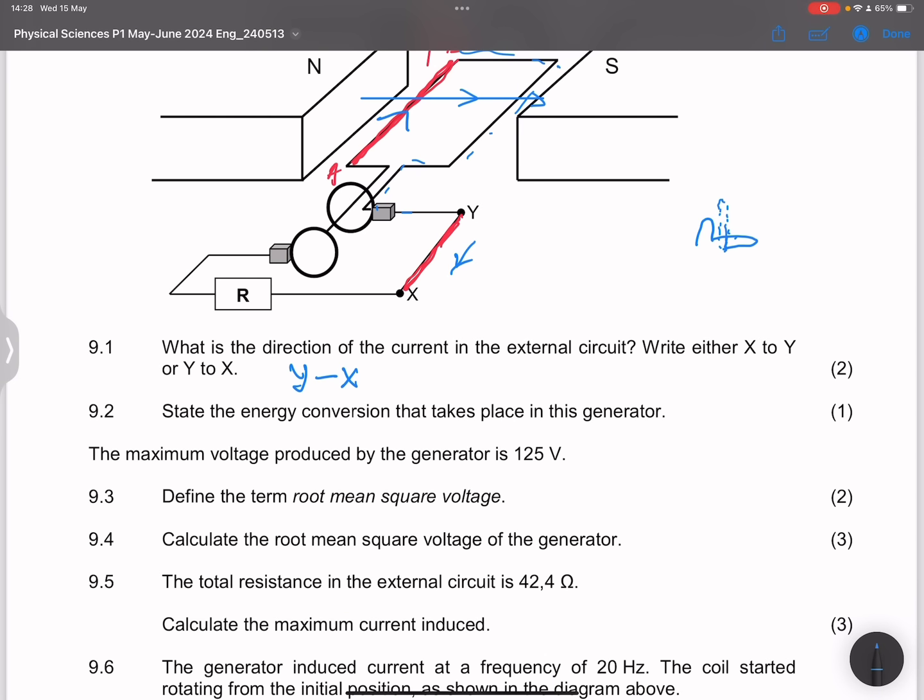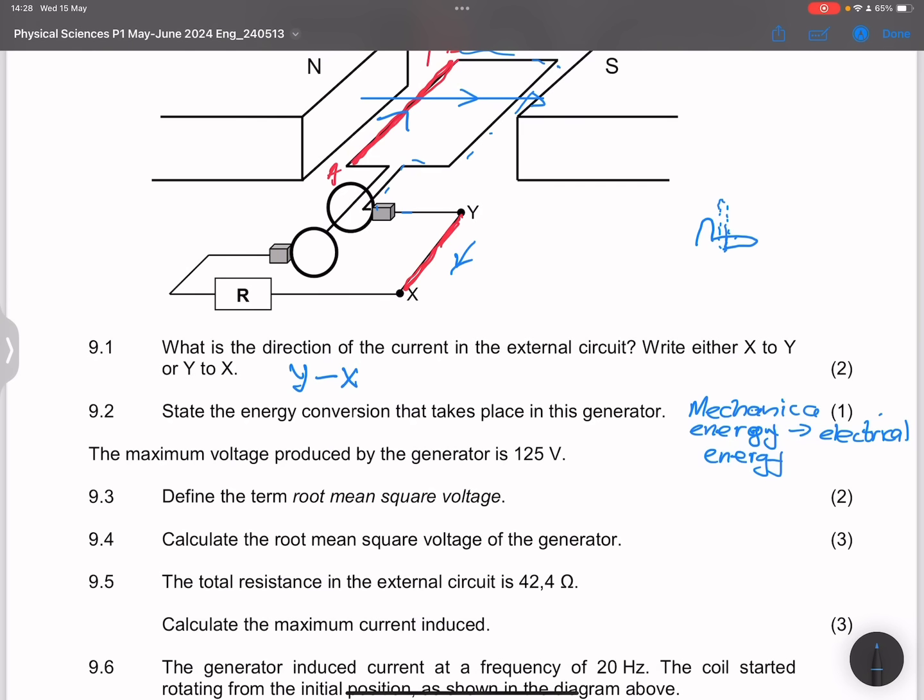All right, so let's go to the next question. They say, state the energy conversion that takes place in this generator. Remember, what does a generator do? It converts mechanical energy into electrical energy. This is just me being lazy, but I know you will write it in full.